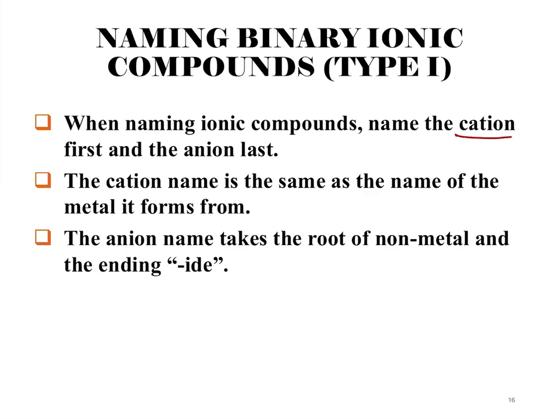All right, so the cation is the positively charged, the positive ion, right? Or we can also say the metal, usually the metal goes first. And the anion last. So this is going to be the negative ion and non-metal.